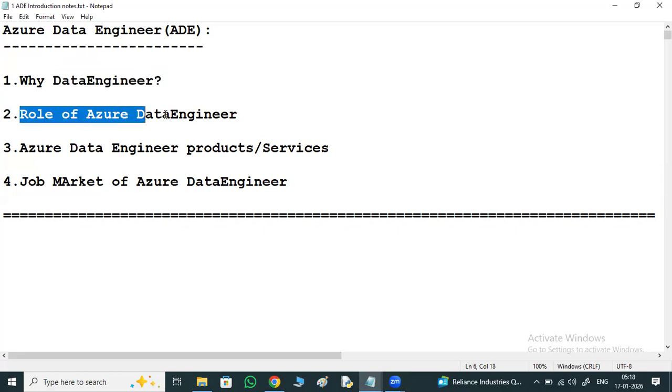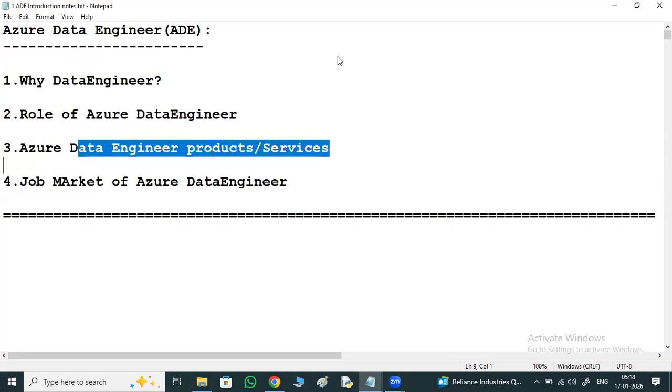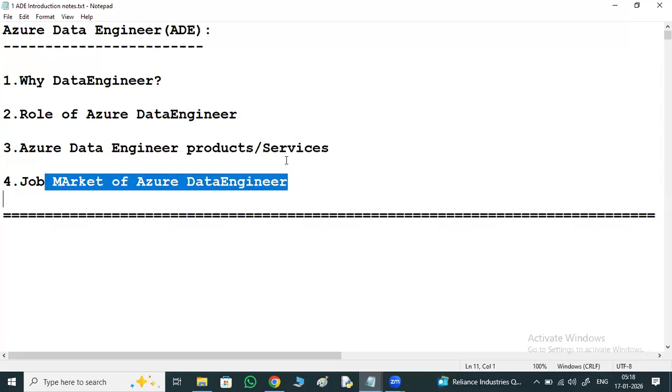Role of Azure Data Engineer. Azure Data Engineer products or services. Job market of Azure Data Engineer.